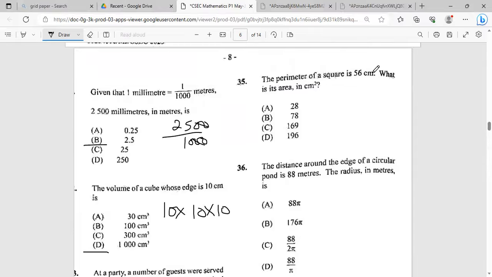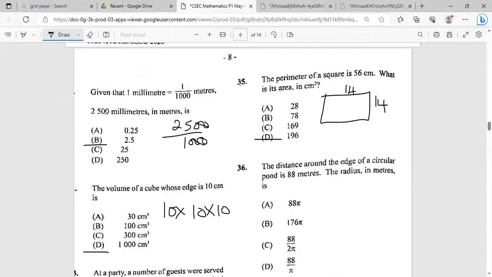If the perimeter of a square is 56 centimeters, now watch that, guys. 56 by 4 is 14. And then now, to get the area, it is 14 times 14, that's 196.